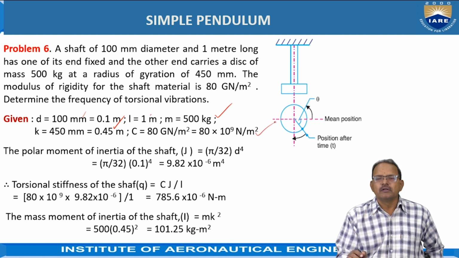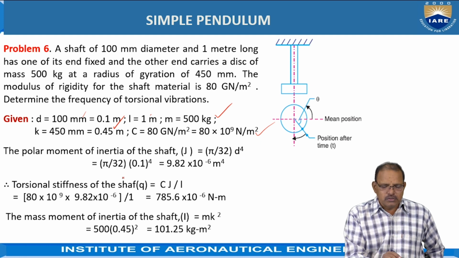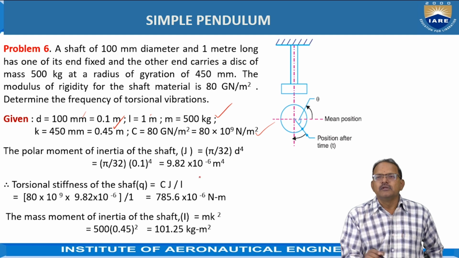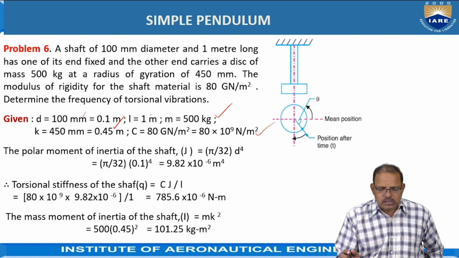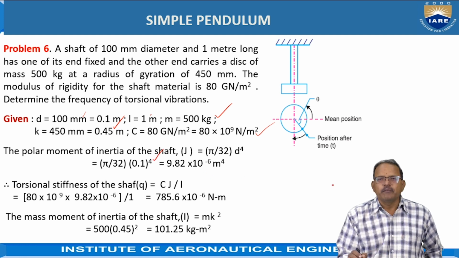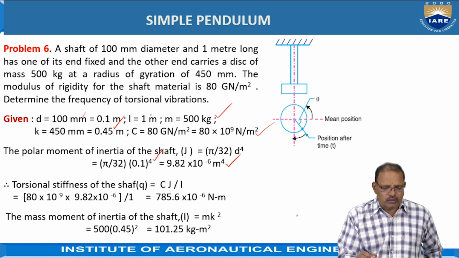Now, the polar moment of inertia of the shaft, generally represented as J, is equal to pi by 32 d to the power of 4. Here d is given as 100 mm. That is the diameter of the shaft, which is equal to 0.1 meters, because we are converting all the dimensions into meters only. So J is equal to 9.82 into 10 to the power of minus 6 m to the power of 4.